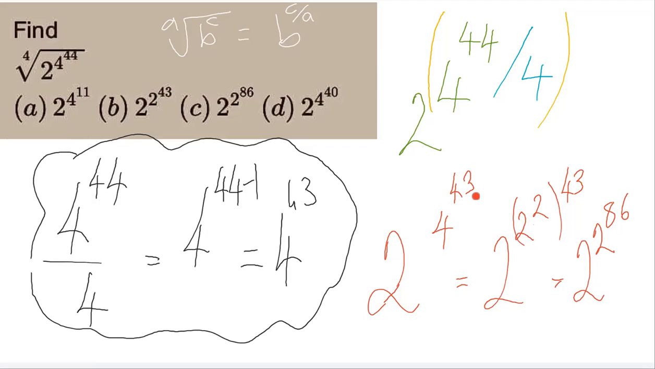But in our answers we don't have such a thing, so we need to go further. 4 equals 2 power 2, so we replace this 4 by 2 power 2, and now we have 2 power 2 power 43. If you have double powers, we multiply the powers, the power rule. You can check the exponent rules on Google. You will see all other rules, including this one. So the final answer is 2 power 86. As you see here, the answer.